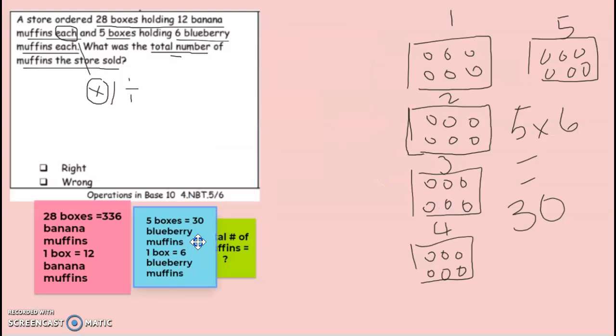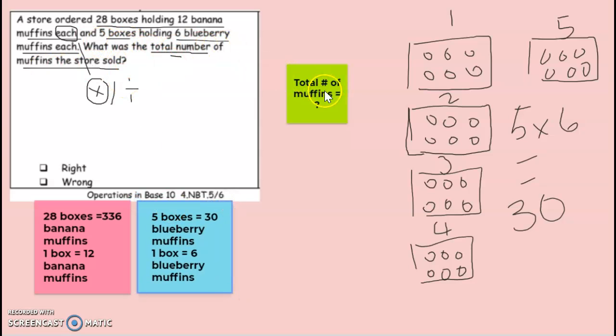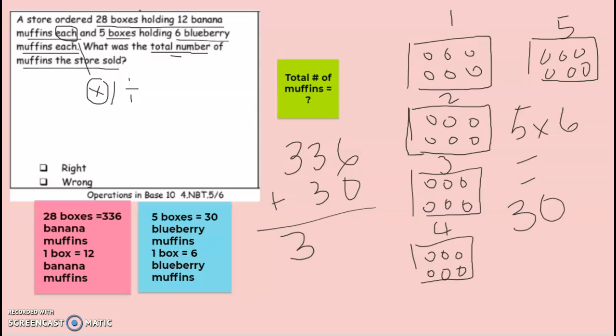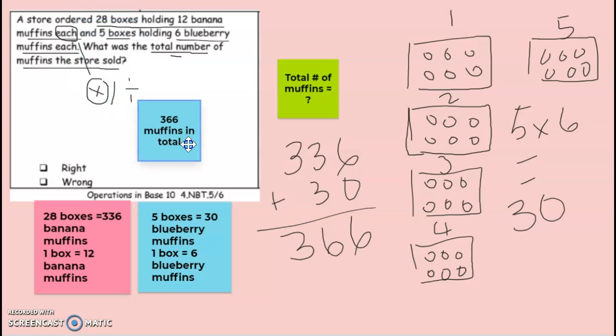Okay, so now what are we going to do? The question says, what is the total number of muffins the store sold. We're looking for the total. That means we are adding. Alright, we're going to add 336 banana muffins plus 30. 336 plus 30 will give us 366 muffins. That's the total number of muffins. 366 muffins in total. Okay, that's your answer. Check your work.